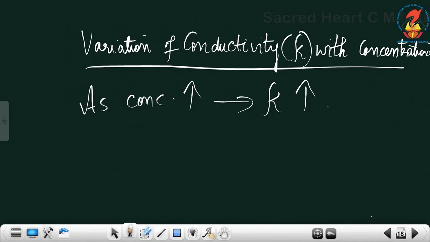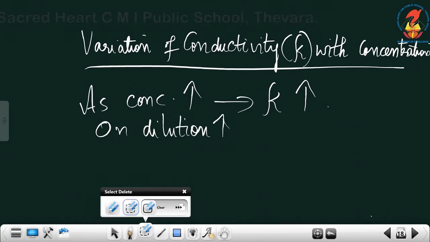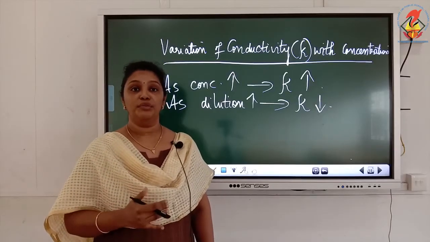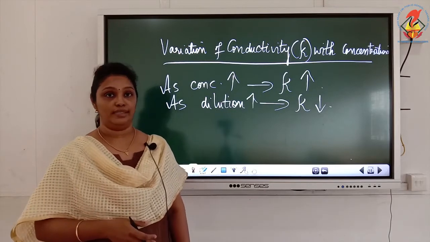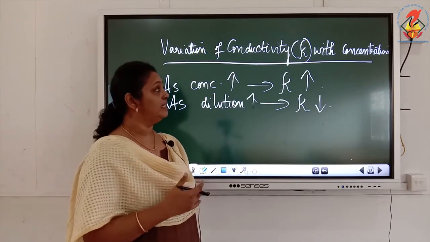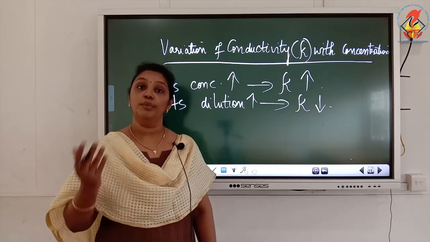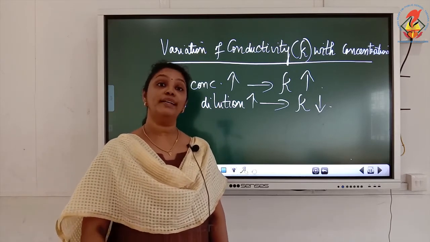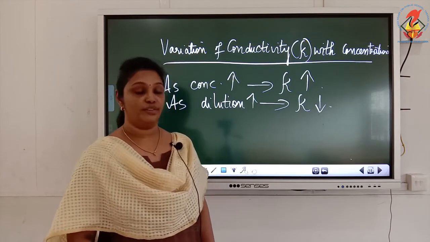So on dilution, that means as concentration decreases, or as dilution increases, conductivity decreases, because dilution increases means the number of ions per unit volume decreases. Now, this variation of conductivity with concentration is the same for both strong and weak electrolyte. Next, let us see the variation of molar conductivity, that is lambda m, with concentration.